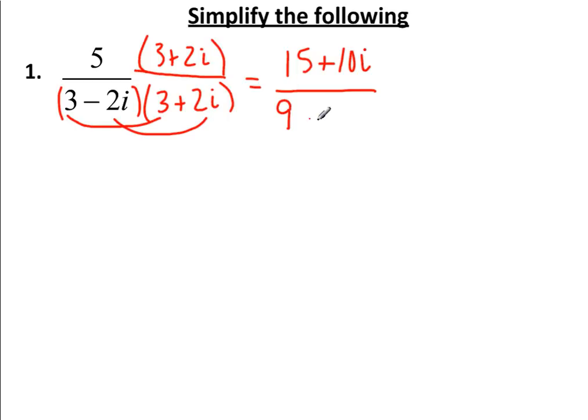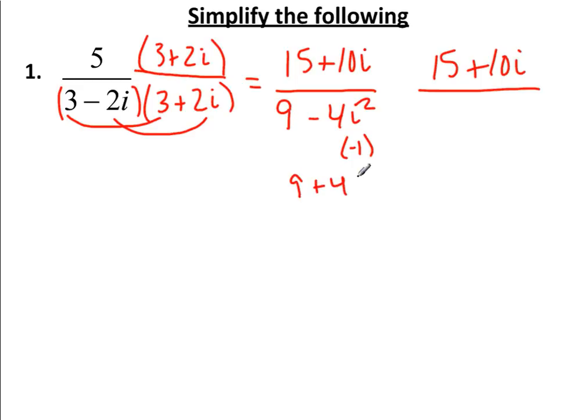-2i times +2i is -4i squared. But remember, the reason we do that is because i squared is -1. So what I have in the numerator is 15 plus 10i. It's in standard form. In the denominator, I have 9 plus 4, which is 13.